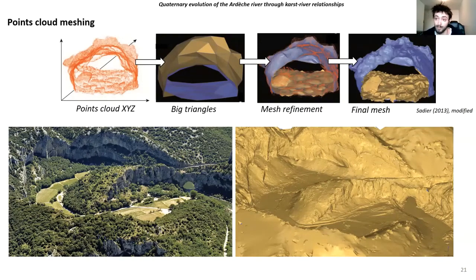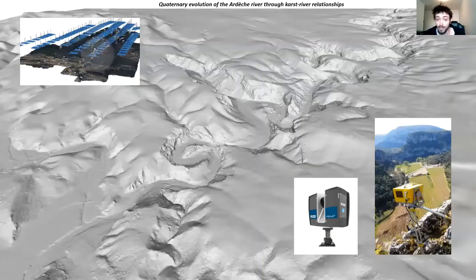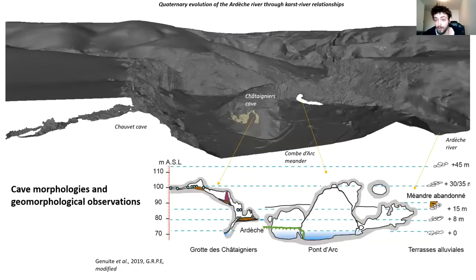Then we tried to extend this methodology at a larger scale. This is the entire Ardèche River Canyon, in order to obtain a larger and more general 3D model using also photogrammetry and clipping both the models to each other. And in this 3D model, we later added the topography that was performed inside the cave systems.